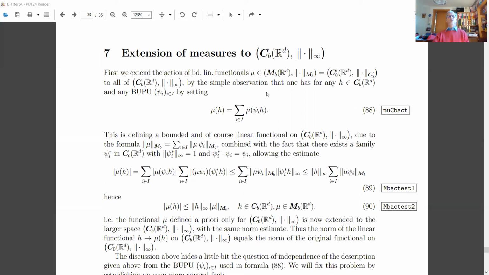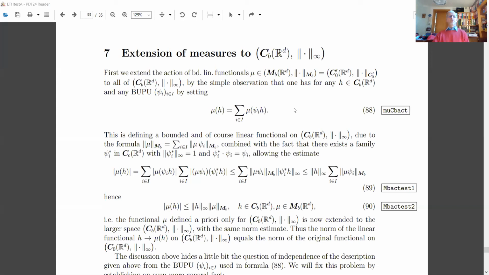This is a closed subspace. But what you can do is you can split your function into pieces. So you can think of mu as being the sum of the mu psi_i. And therefore it's plausible that you can define mu of h as the sum of mu of psi_i times h.